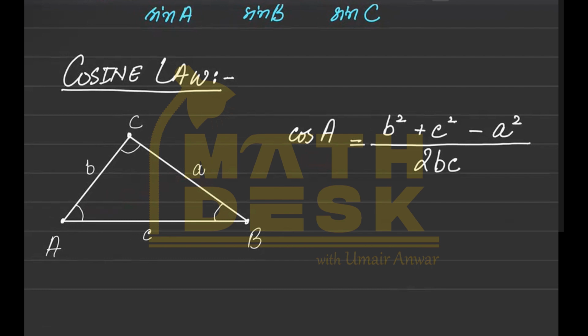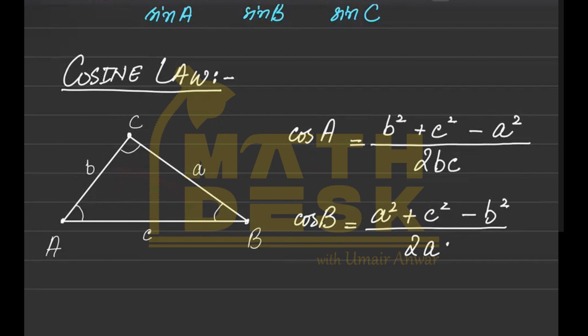Similarly, if I want to write the formula with angle B, then two sides, square of the two sides would be written as positive, and the side which is in front of the written angle, its square would be written as negative, divided by 2 times A into C.